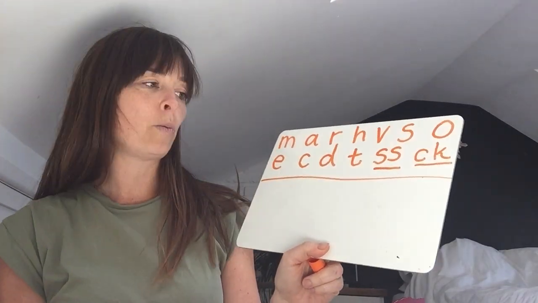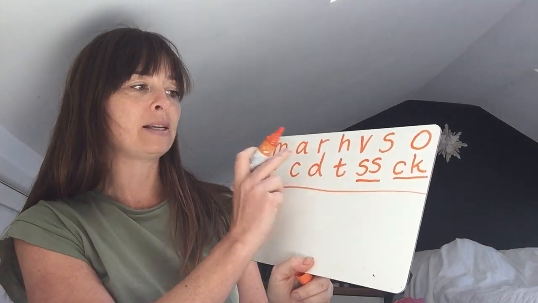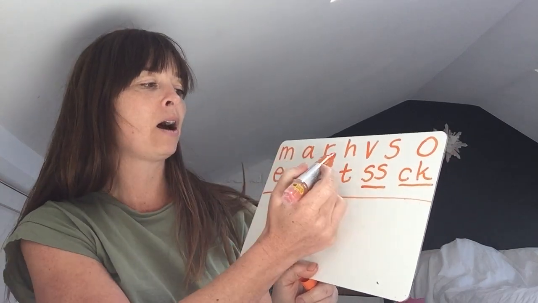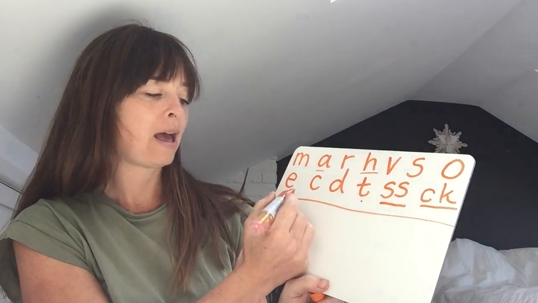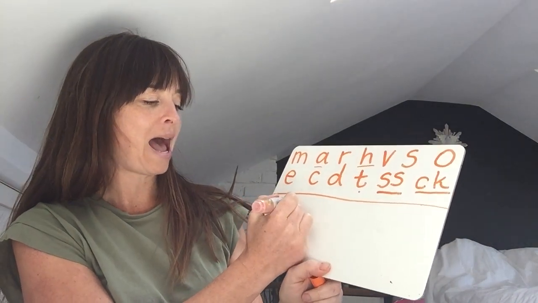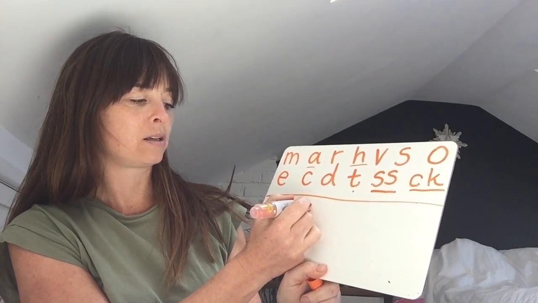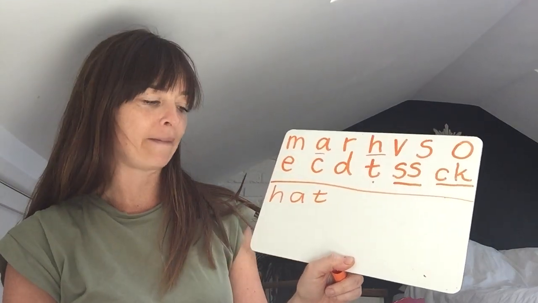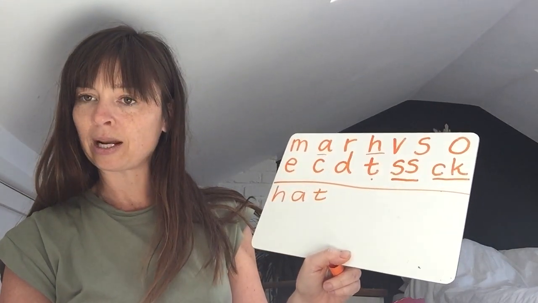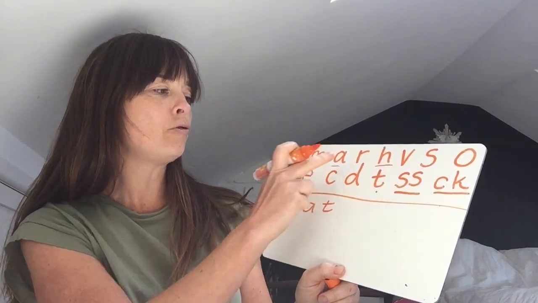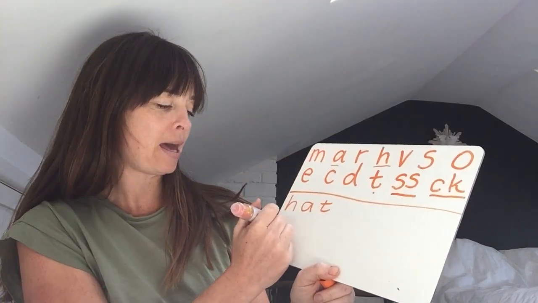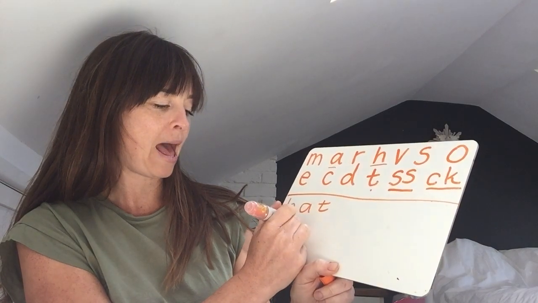I'd like you to build the word hat. So you find hat, listen to it, hat. T, t, t. H, a, t. Hat. Have a go. The next word I'd like you to do is red. R-e-d. Red. Okay? R-e-d.